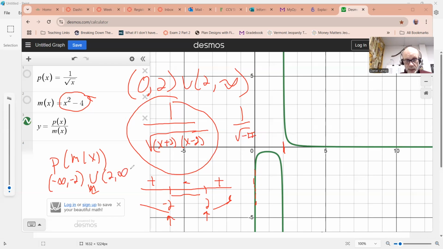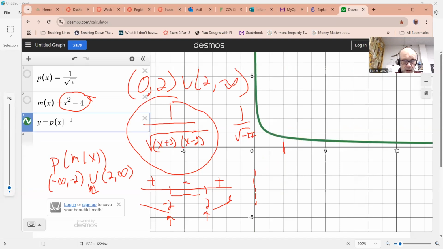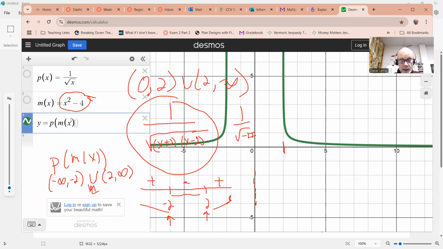And we can check this. We can have Desmos show us this. I'm going to kind of leave that writing up there, and I'm just going to change that y function. I'm going to change it to P of M of X. And there we go. You see how it doesn't graph between negative 2 and positive 2? Here, let's get a pointer going. See how it doesn't graph between the negative 2 and the positive 2, and that agrees with what we're looking at.